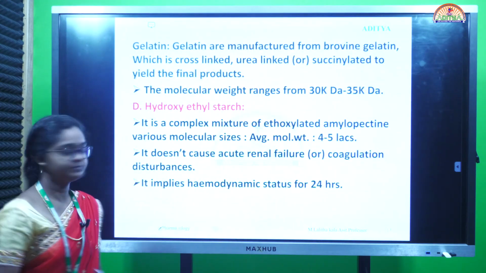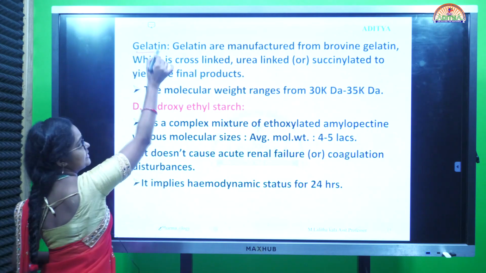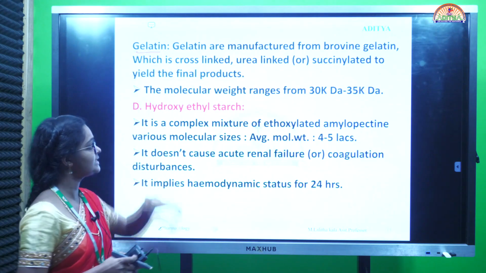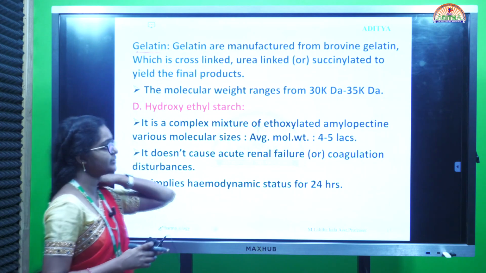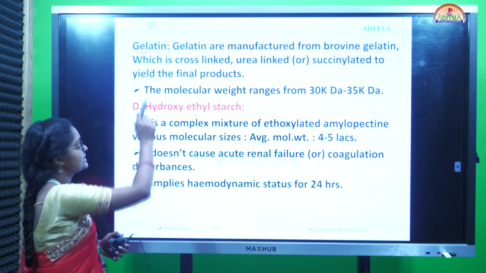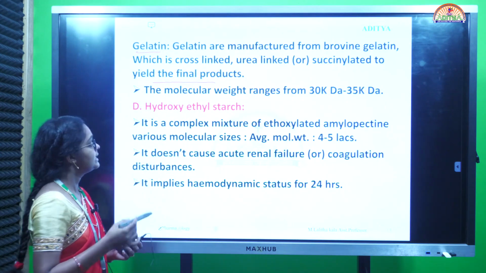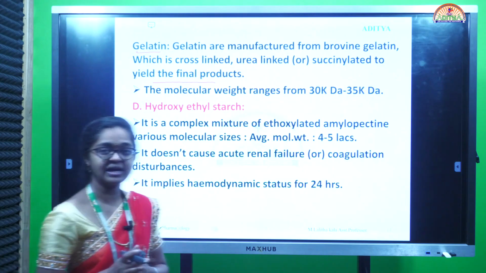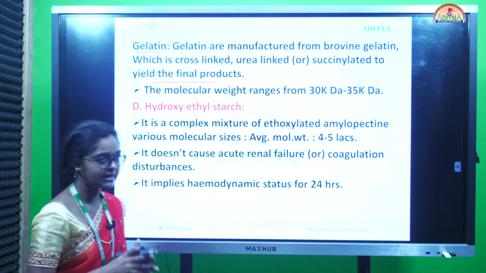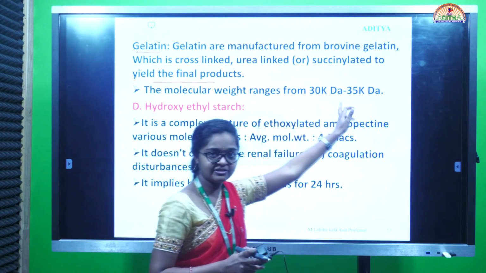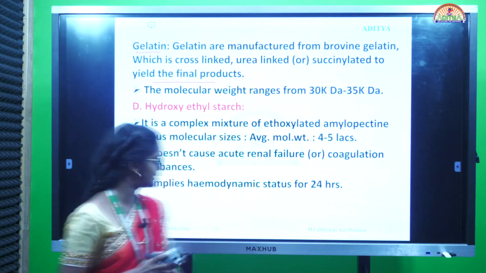Next topic is gelatin. Gelatins are manufactured from bovine gelatin, which is cross-linked, urea-linked or succinylated in the yield of the final product. The molecular weight ranges from 30,000 Daltons to 35,000 Daltons.